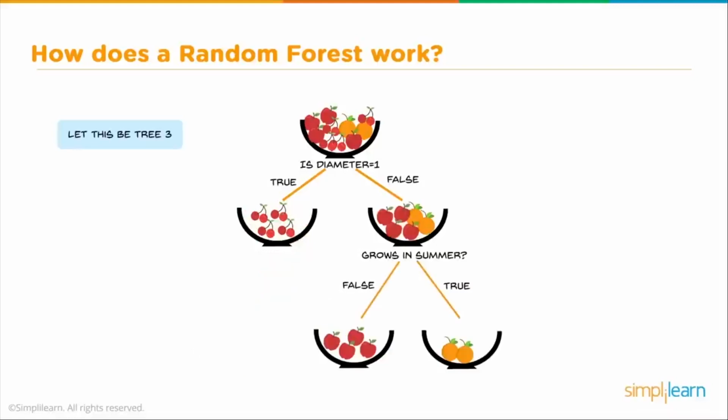And tree 3 is, is the diameter equal to 1? And it came up with this because there's a lot of cherries in this bowl. So that would be the biggest split on there, is the diameter equal to 1. That's going to drop the entropy the quickest. And as you can see, it splits it into true. If it goes false, they've added another category, does it grow in the summer? And if it's false, it goes off to the left. If it's true, it goes off to the right.